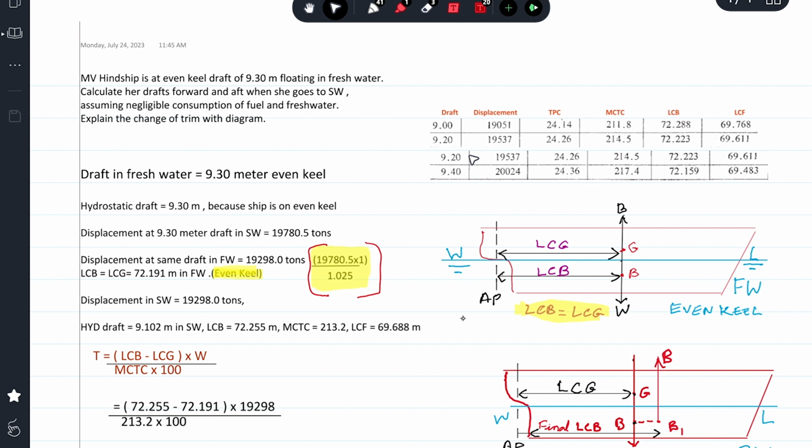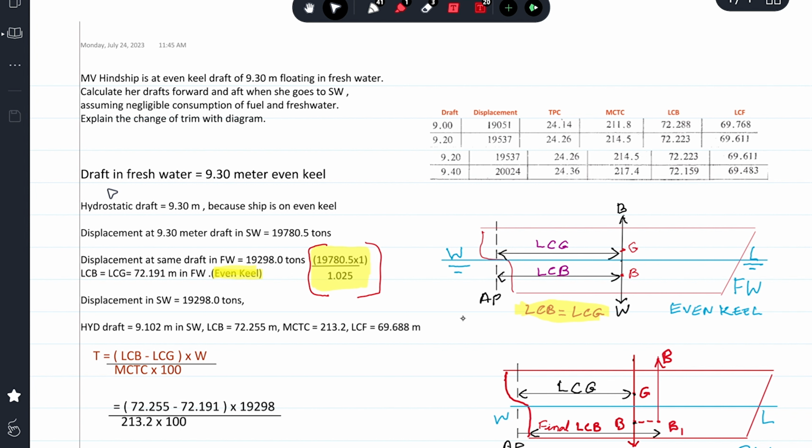So here is the extract from the hydrostatic particulars of the ship for the range of drafts we need for calculation and the figures which are required. First, we will go through the calculation, and on the basis of our calculation, we'll go to the diagram which they are asking to draw, and explain the change of trim.